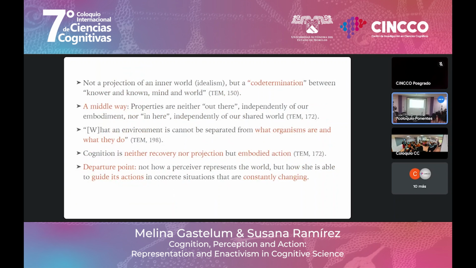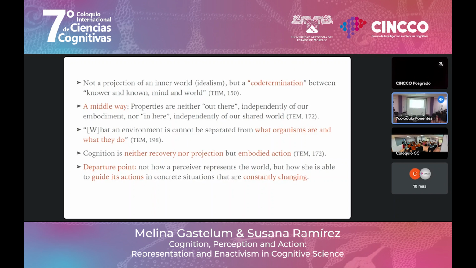Okay, so it is not a projection. But this does not mean it is an idealism. It's not that everything is in our mind and nothing exists. It's not a projection of an inner world, but a co-determination between knower and known, mind and world.